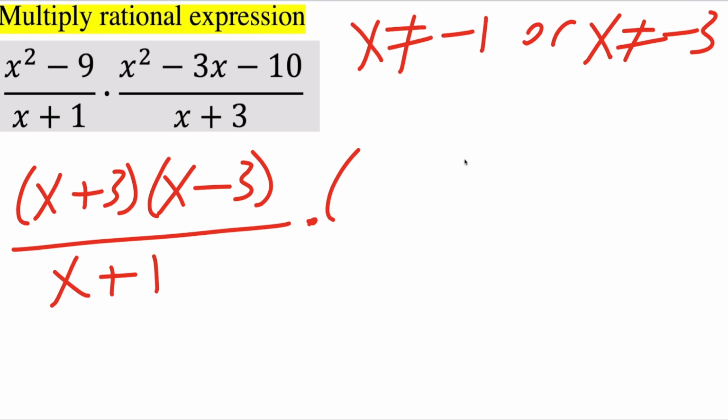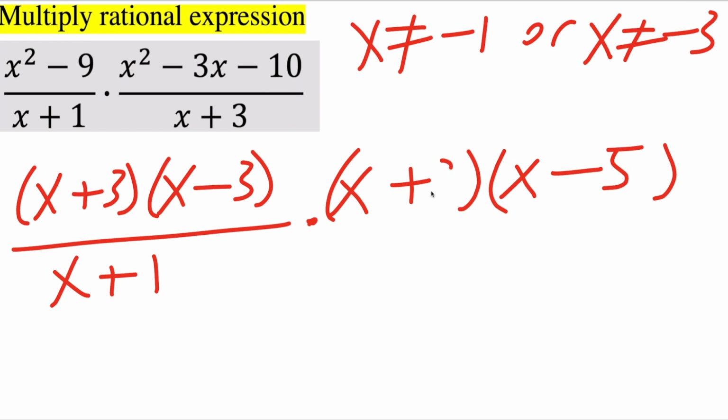So we'll do our parentheses, x squared, we get it by x times x. Now we think to ourselves, what two numbers multiply to give us -10, but add to give us -3? And we can do that by -5 and 2, because -5x plus 2x would give us -3x, and 2 times -5 is -10. So it's a match. Divided by, we have x plus 3.